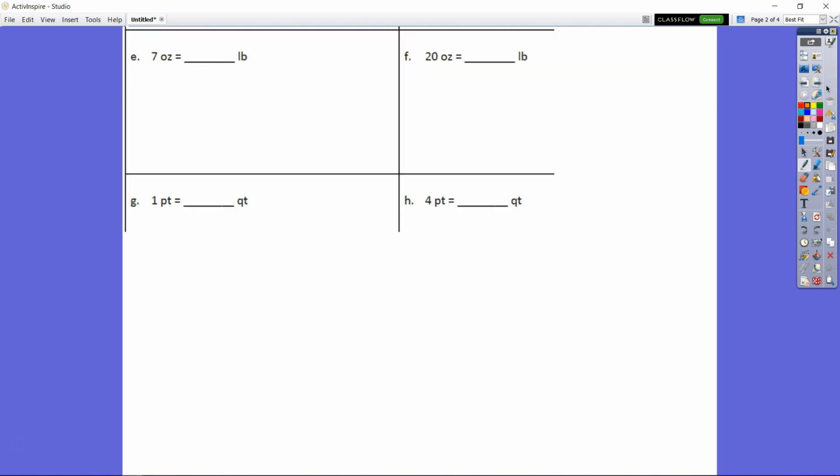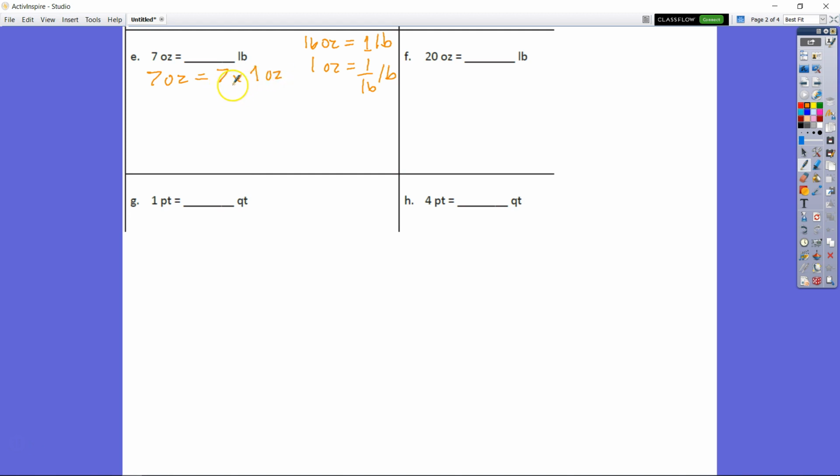All right, let's take a look at E. So we have 7 ounces is equal to how many pounds? Well, we know that 16 ounces equals 1 pound. OZ for ounces, LB for pounds. Let's make that look like a 1. So 1 ounce is going to be 1/16 of a pound. So we have 7 ounces is equal to 7 times 1 ounce.